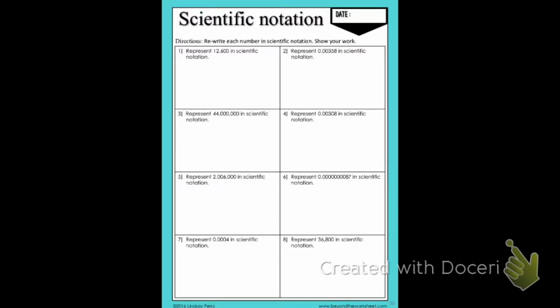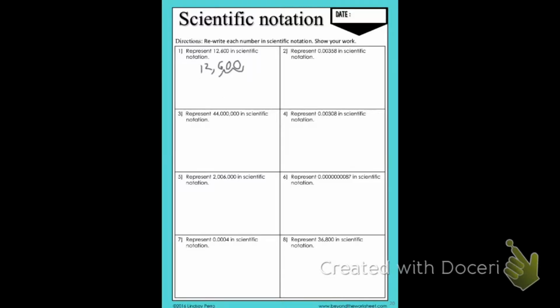Looking at homework number 2 on scientific notation. Basically, it says represent 12,600 in scientific notation. You're going to first write 12,600 exactly how it is. And now this is a large number, so we're going to pretend that there's a dot here. We're going to move it over.